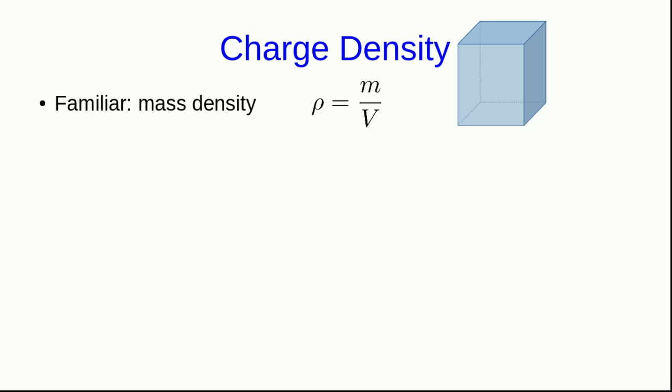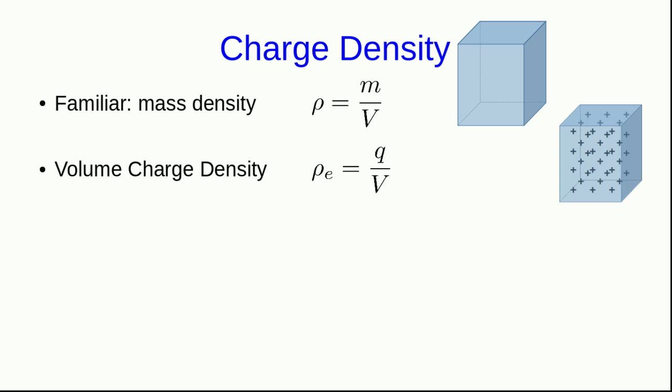I mentioned in an earlier lecture that we would need this idea of charge density, and so let me just review the idea quickly and establish some notation. So you are hopefully familiar with the idea of mass density, where we have some mass contained in some volume V, and the mass density would just be the ratio of m over V. Well, similarly, if we have some charge Q, which is distributed throughout some volume of, say, a material, then we would have a volume charge density.